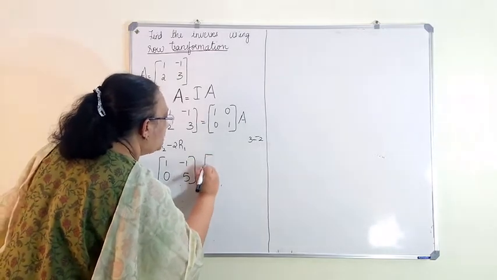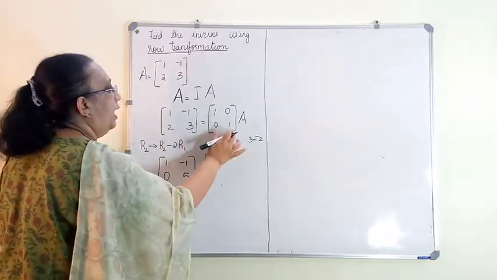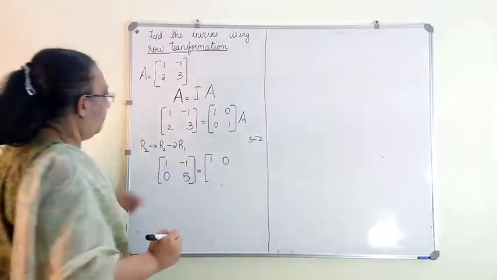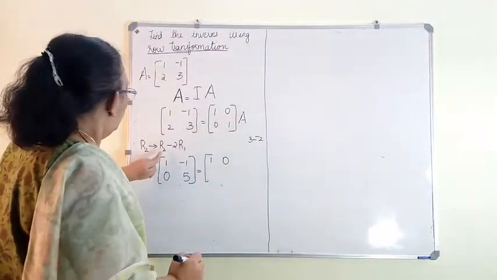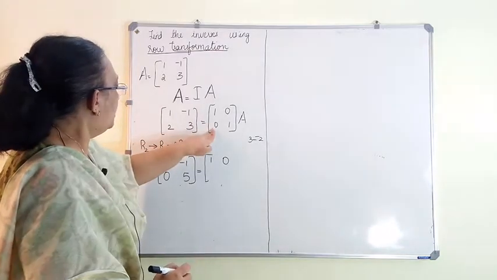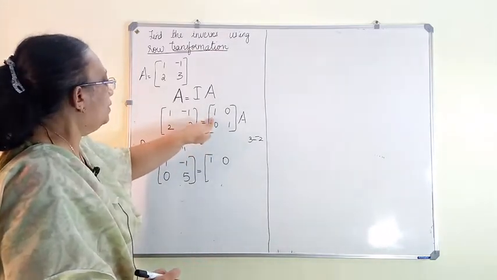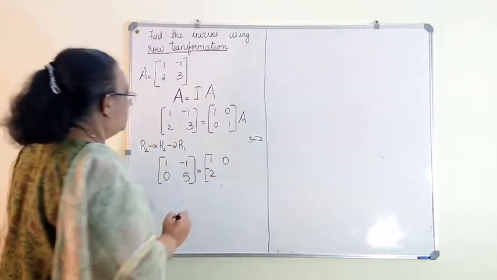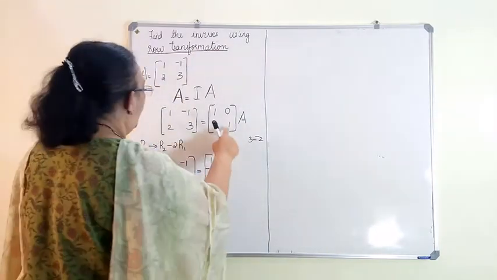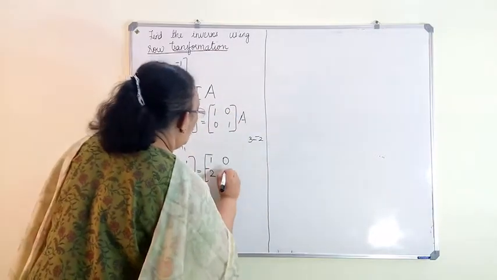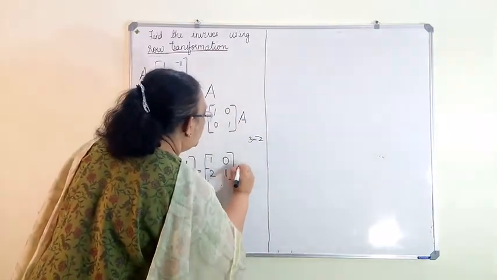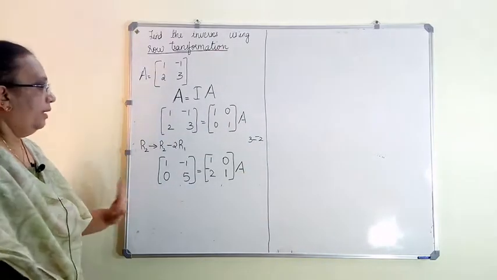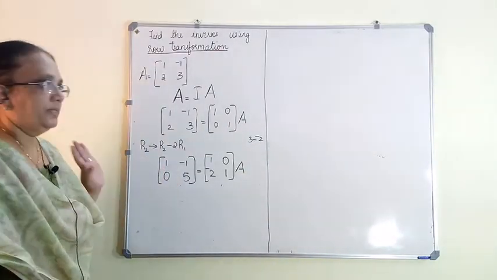The same change on the RHS you will make. That is 1, 0. What is it? R2: 0 minus 2 into 1, 0 minus 2 into 1 is equal to minus 2. R2: 1 minus 0, it is equal to 1 into A. Okay. Now 1, 0 has come.